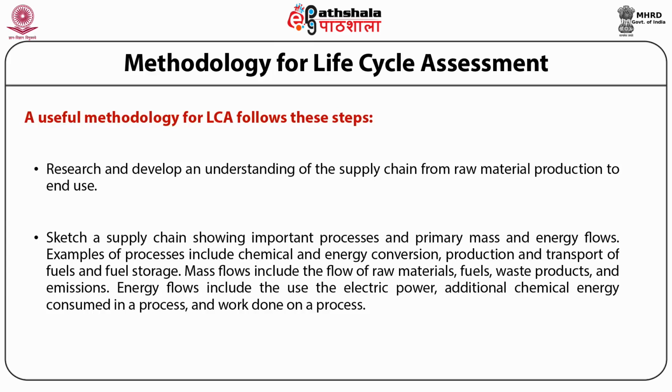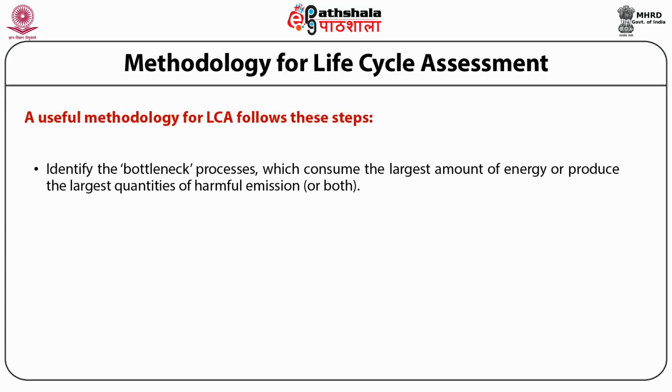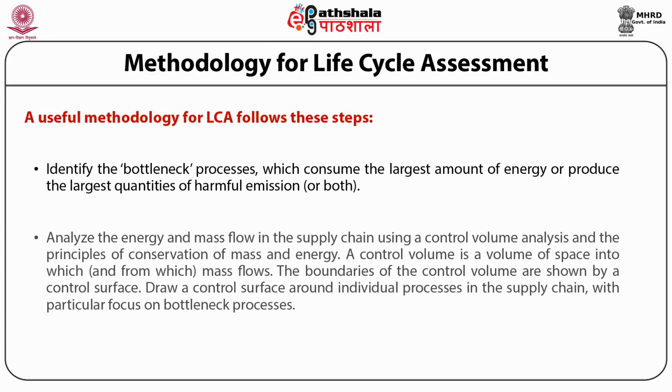Energy flows include the use of electric power, additional chemical energy consumed in a process, and work done on the process. Third, identify the bottleneck processes which consume the largest amount of energy or produce the largest quantities of harmful emissions, or both. Fourth, analyze the energy and mass flow in the supply chain using a controlled volume analysis and the principles of conservation of mass and energy. A controlled volume is a volume of space into which and from which mass flows.